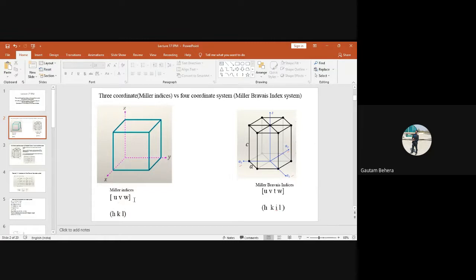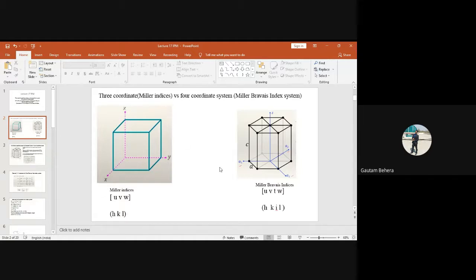If you remember, Miller indices of a direction is written in this form: square bracket, u, v, w. And the plane is written in this form: parenthesis h k l.